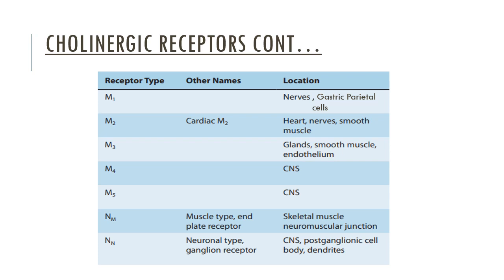The NN, you will be told that in the autonomic ganglia, these are neuronal type, they are present in the autonomic ganglia. So the location in the CNS in the postganglionic cell body and the dendrites.